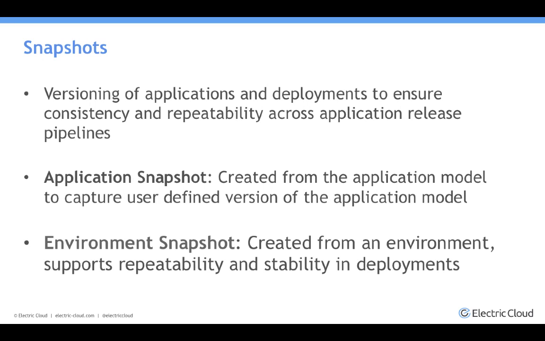The second is an environment snapshot, which is created from an environment and captures how the application was deployed to that environment. The environment snapshot is often created from the first environment in a pipeline and used for deployment in each subsequent environment for consistency across the pipeline.